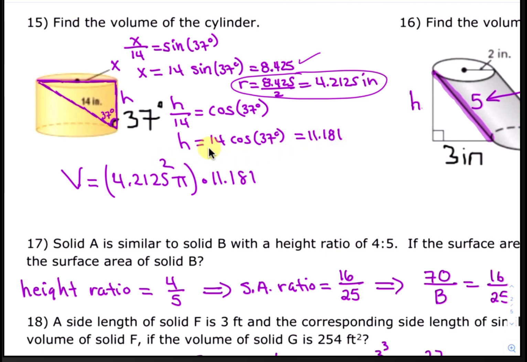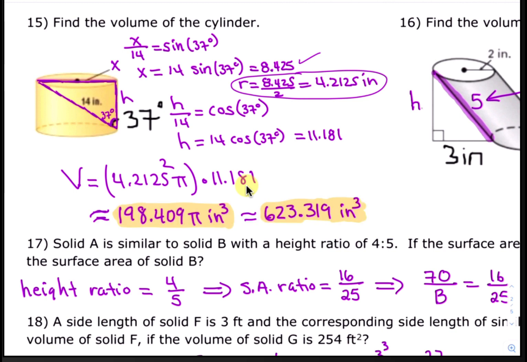Now we have all the ingredients to find the volume. Volume is the area of the circular base, which is the radius squared times pi, or 4.2125 squared times pi, and then times the height. And that height is the 11.181. Multiplying it out without the pi is 198.409 times the pi, or including the pi, is 623.319, and that is in cubic inches.